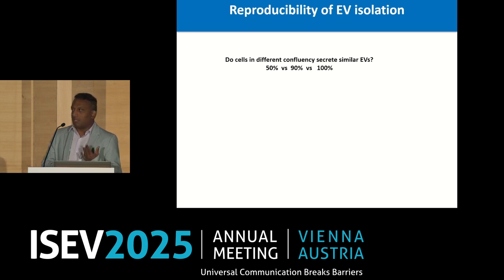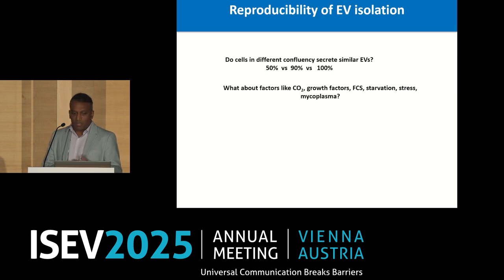One such parameter is confluency, which I'm sure all of you would understand. If you're isolating EVs from cells at 50% confluence versus those at 90%, you would get a different cargo. In the same way, if you're using different growth factors, for example if you treat your cells with insulin or FCS or any growth factors, or you starve your cells, you induce stress, or you have mycoplasma contamination, that would also change the EV cargo.